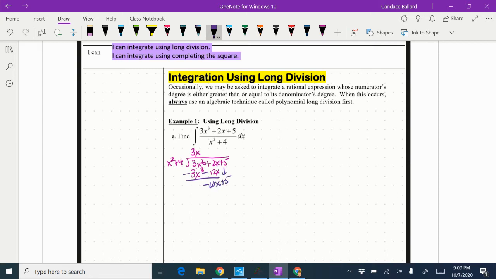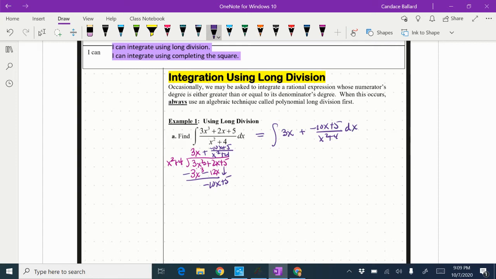Then we've got 2x minus 12x is negative 10x, and then I'm going to drop the plus 5. And then we ask ourselves, how many times does x squared divide negative 10x? It doesn't work, so that becomes the remainder piece of the function. So that means that I have plus negative 10x plus 5 over this mess on the outside. So really what we are integrating is 3x plus negative 10x plus 5 over x squared plus 4 dx.